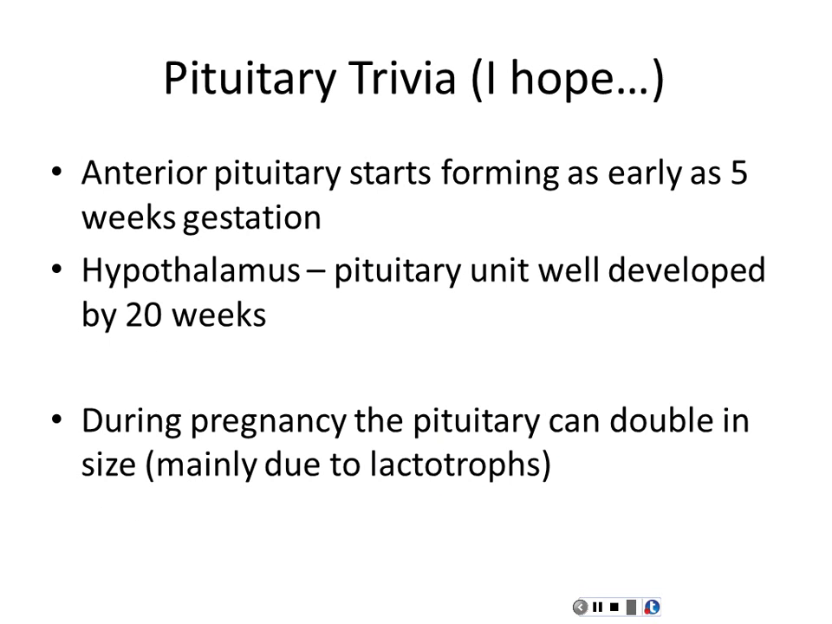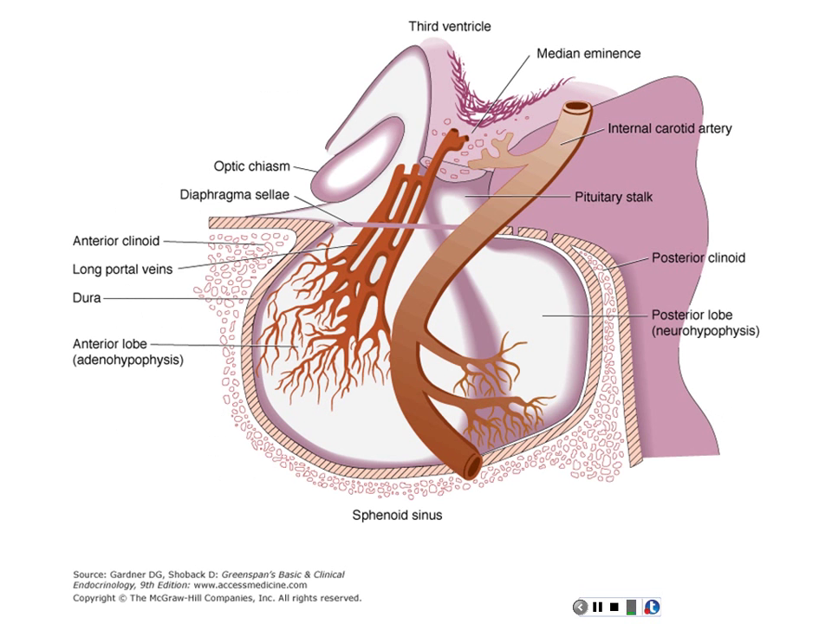So, I know we all love Jeopardy over here. Some pituitary trivia, I hope. The anterior pituitary starts forming as early as 5 weeks gestation, and the hypothalamic pituitary unit is well developed by 20 weeks. During pregnancy, the pituitary can actually double in size, which is mainly due to lactotrophs, those cells that produce prolactin. It is unlikely that this contributes to a lot of weight gain, but it's just important to know.